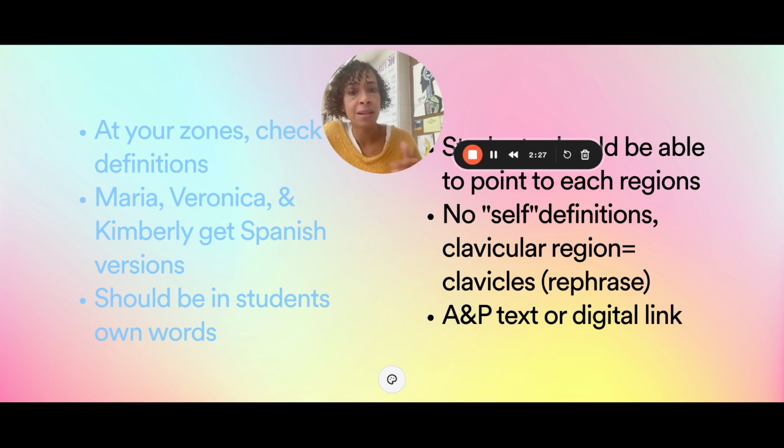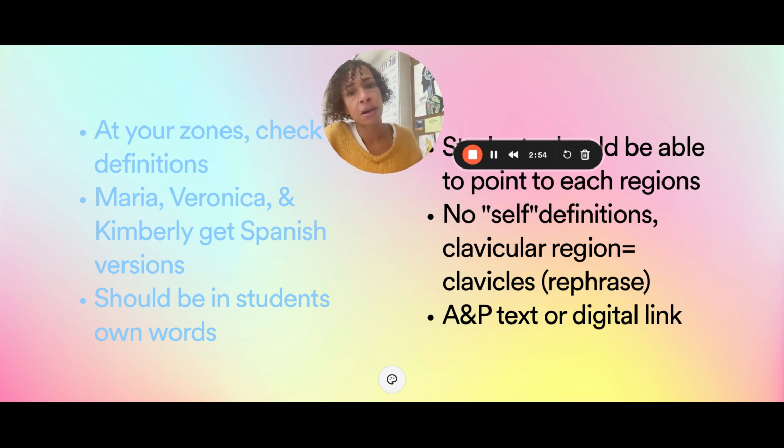If you see that the sternal region is defined as the sternum and you say point to the sternum and they go, I don't know, and then they look to find it on the diagram, then that isn't a helpful definition. Have them come up with something that describes, like, it's the center bone of the chest, or it's the necktie looking bone in the middle of the chest, you know?